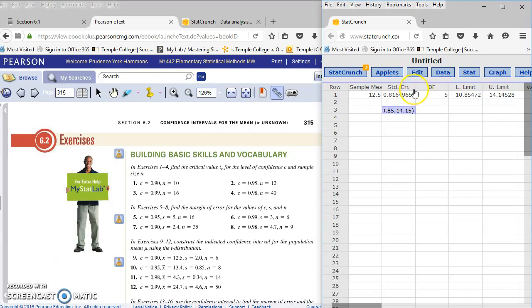Now, they may have you round this to different numbers of decimal places, but the confidence interval here is 10.85 to 14.15, rounded to 2 decimal places. And what this means, since my C value was 0.90 or 90%, is that I am 90% confident that the true population mean, mu, is between 10.85 and 14.15.